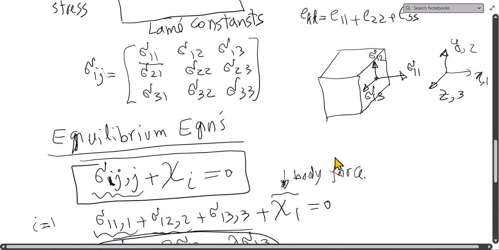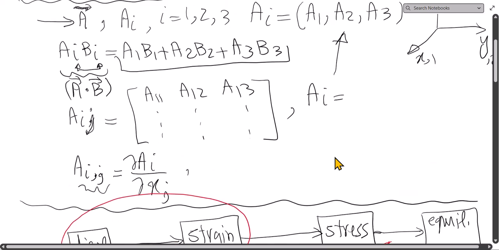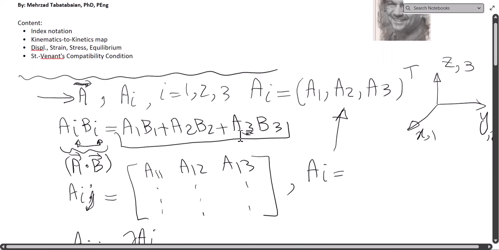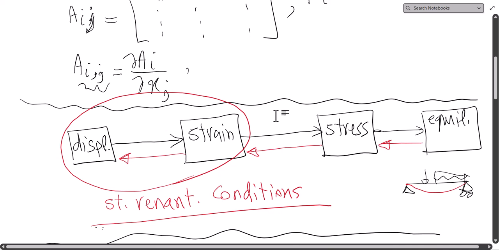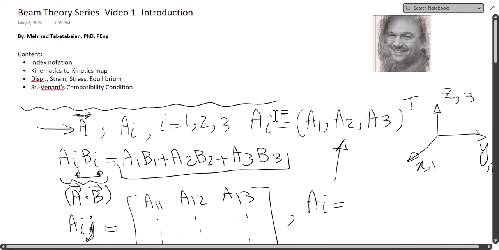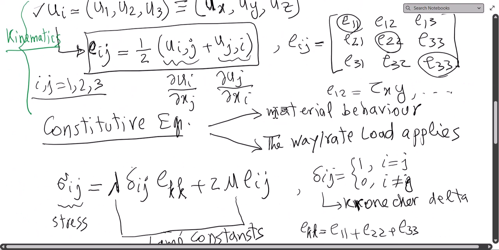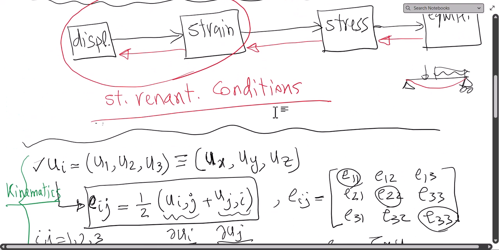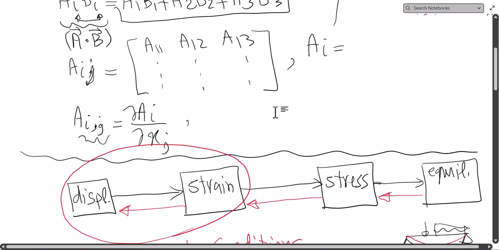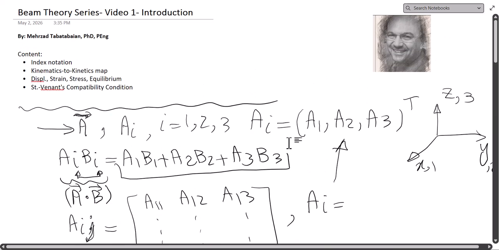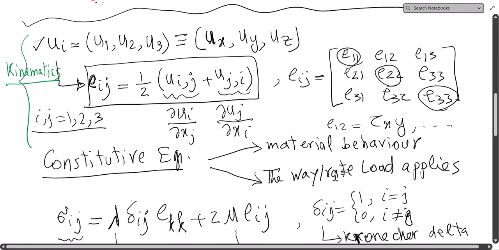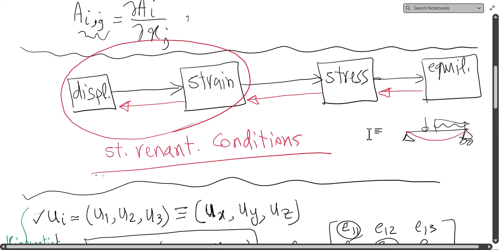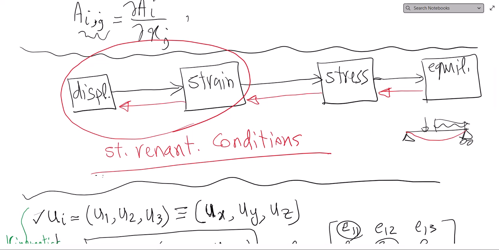Okay, so I guess that's good for this introduction. So we are going to use this map for beam theories, and I hope you find this introduction useful. Of course, you need some prerequisites in terms of continuum mechanics, or in general elasticity and index notation, but I tried to summarize it here based on this map for our usage in future videos. Thank you.